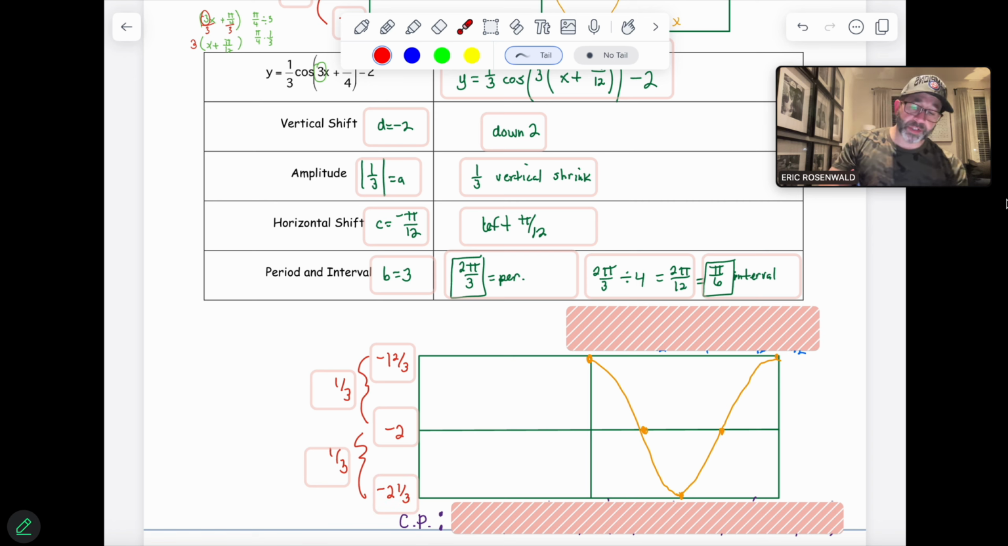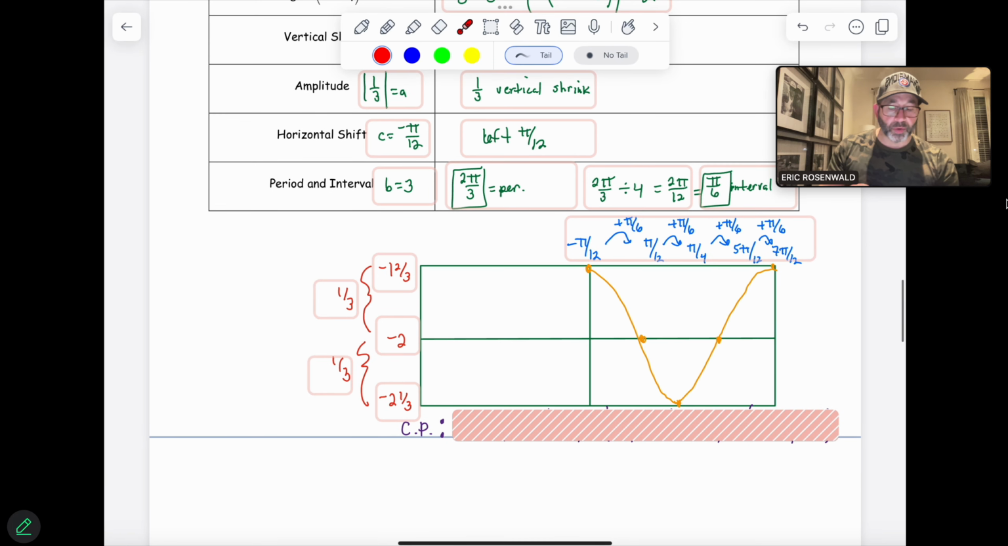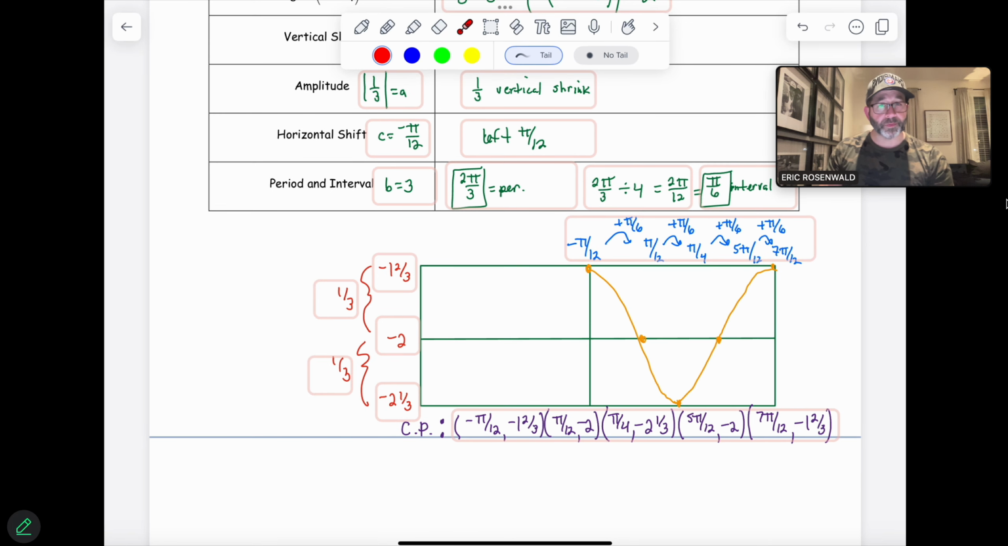For my starting position, I went ahead and moved it left pi over 12. So instead of us being at 0, we are moving it left pi over 12, right? And so that means we're starting at -pi over 12. We're going to go ahead and increase by pi over 6 for the increments. And then our critical points are just these 5 critical points here, okay?